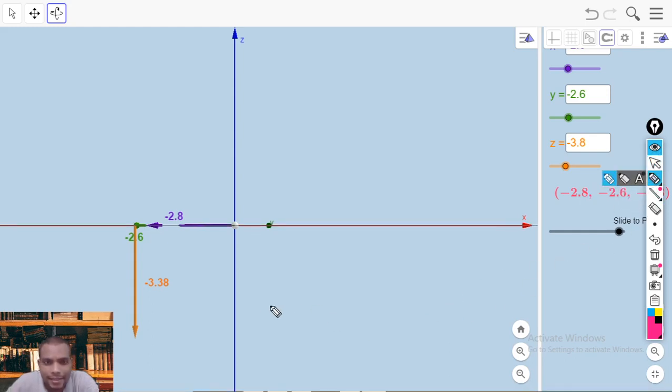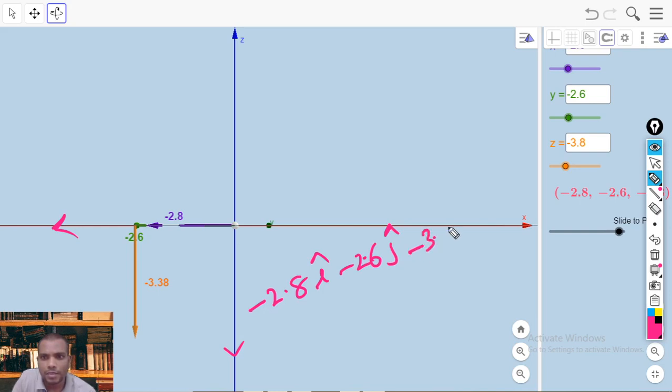So how can I write this vector expression? First of all, everything is negative, so it obviously comes in the third quadrant. So the expression goes to minus 2.8 i cap and minus 2.6 j cap and minus 3.8 k cap. Now where is the location of the object? The location of the object is here.